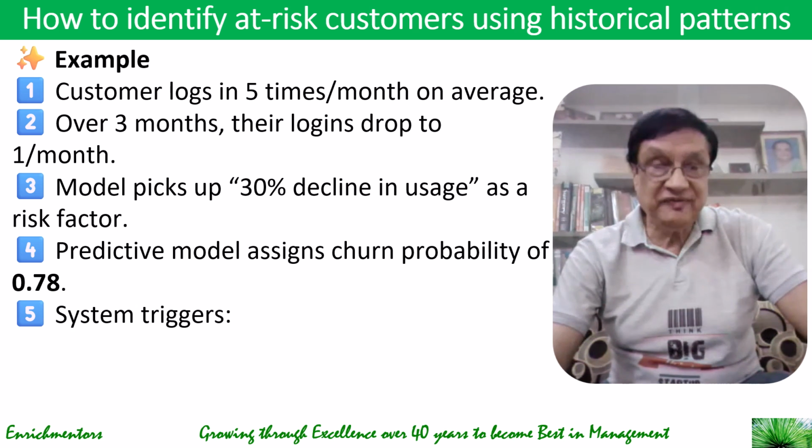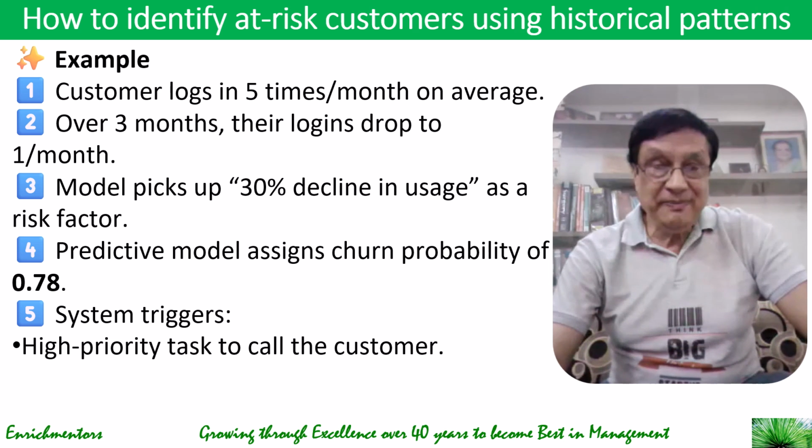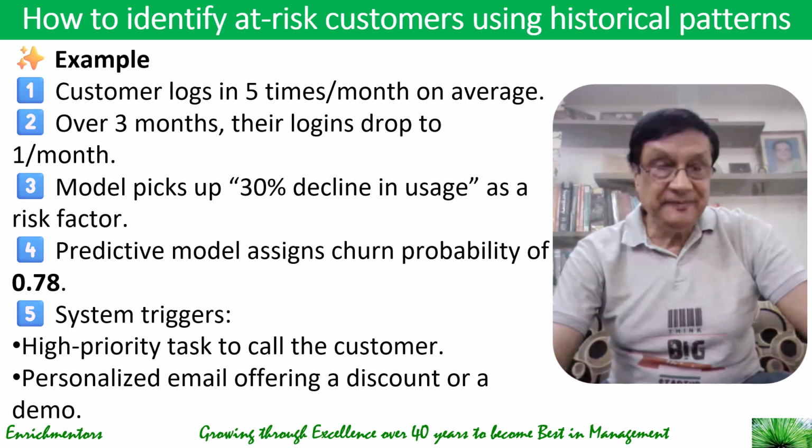And as a result of that, the system triggers high priority tasks to call the customer and a personalized email offering a discount or a demo. So that's an example of identifying an at-risk customer using historical patterns and taking action through AI.